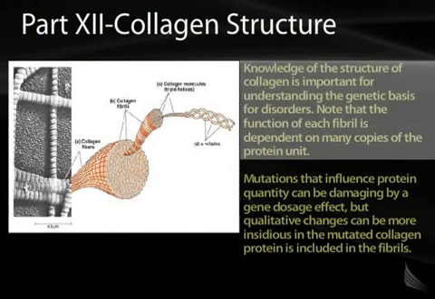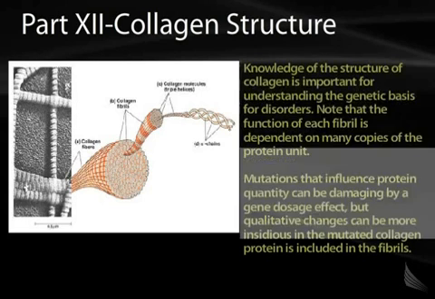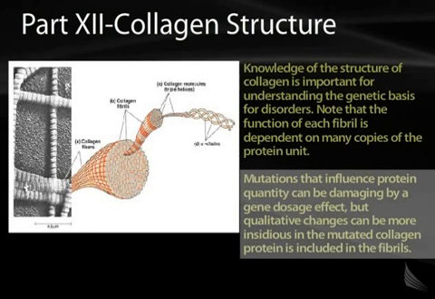For collagen structure, remember that with collagen we have these subunits that have to form together and make like this ladder to form these big collagen chains, these big collagen membranes that we need. So the function of each fibril is dependent on many copies of a protein unit, and mutations that influence protein quantity can be damaging by a gene dosage effect, but qualitative changes can be more insidious, and the mutated collagen protein is included in the fibrils.